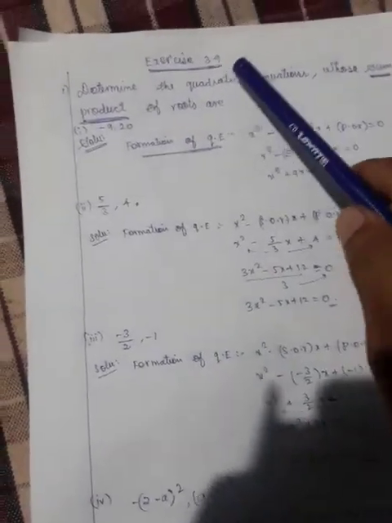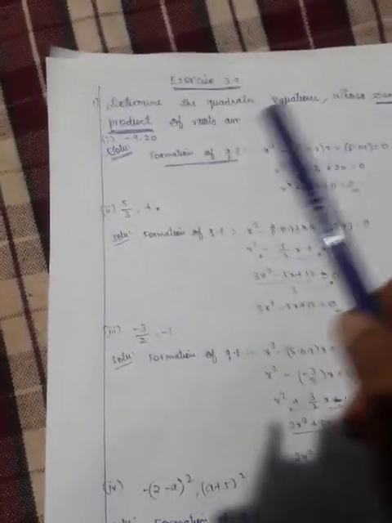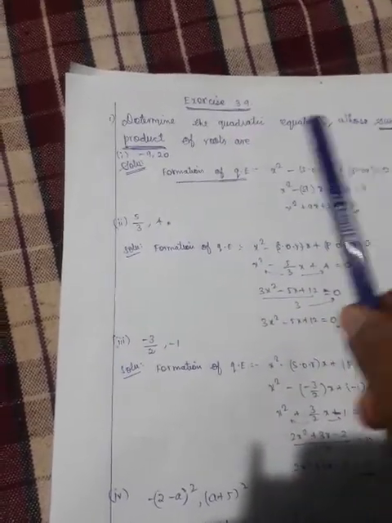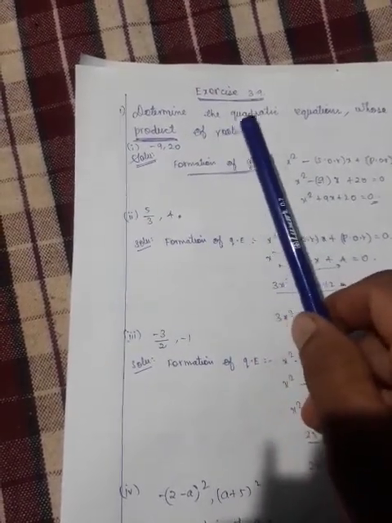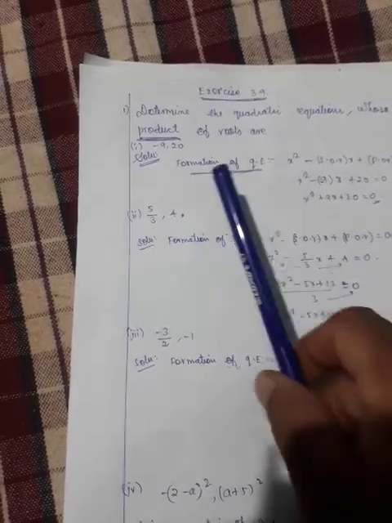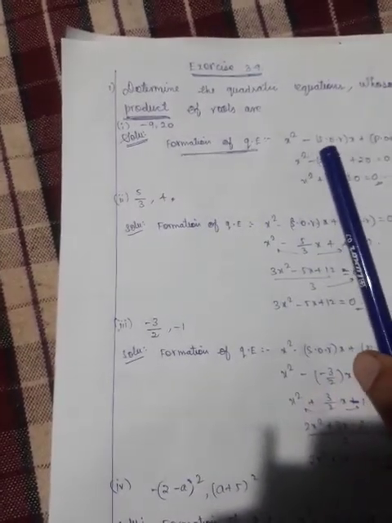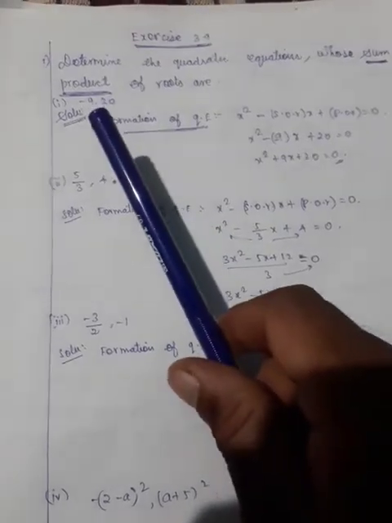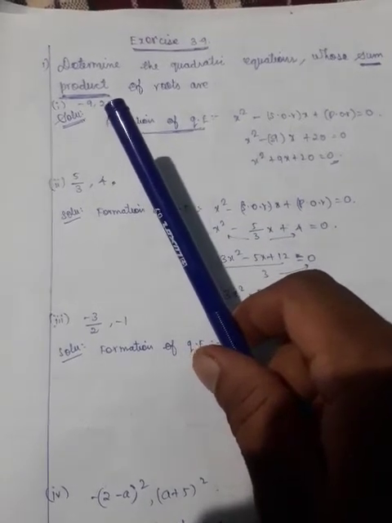So the first question, exercise 3.9. Determine the quadratic equations whose sum and product of roots are given. The question gives the sum of roots and product of roots values, and we should find the quadratic equation. So take the formation of quadratic equation formula and substitute the sum of roots and product of roots. The first value, minus 9, is the sum of roots. The 20 is the product of roots.